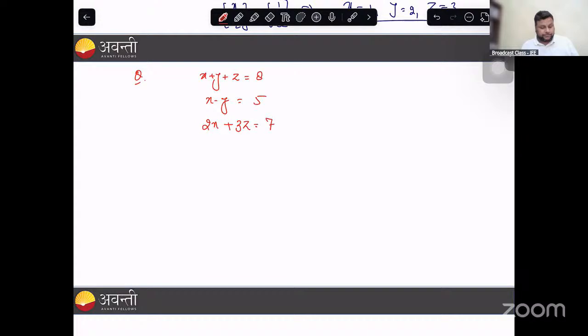Quickly, quickly. Make the matrix equation.